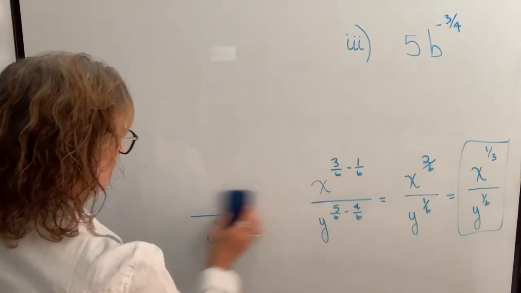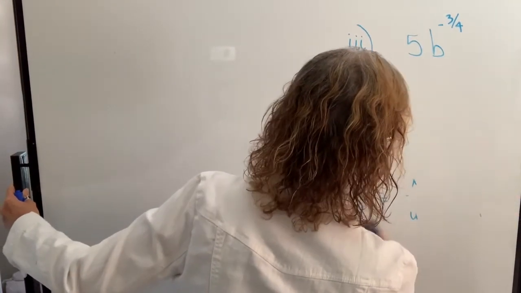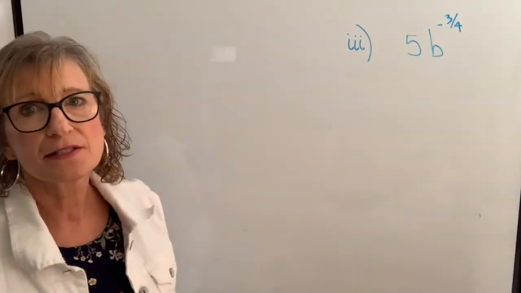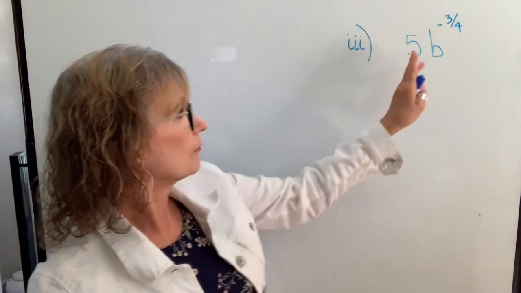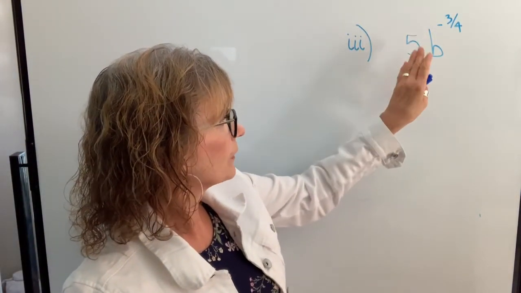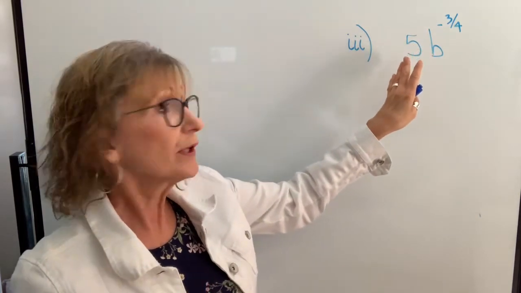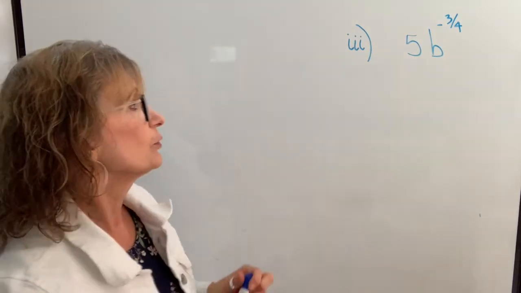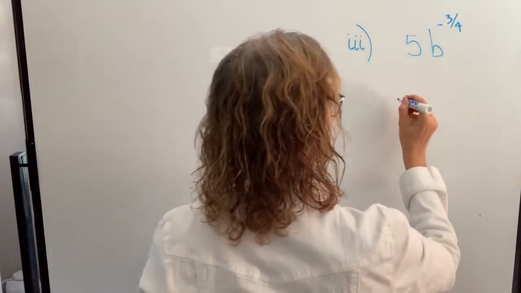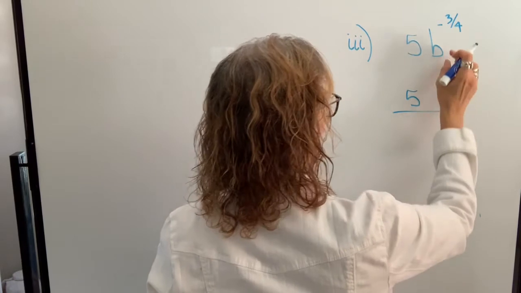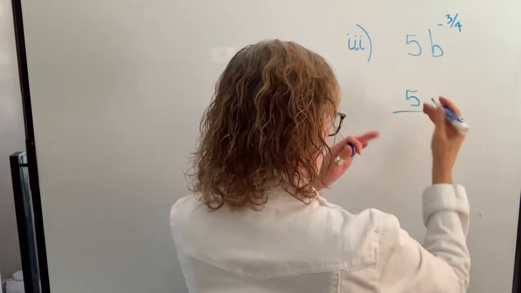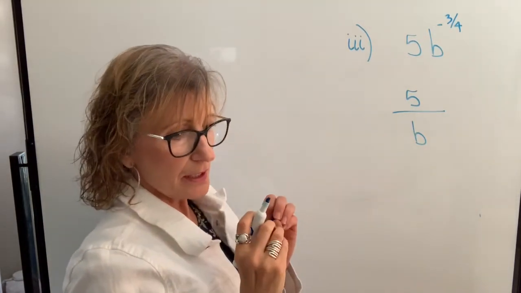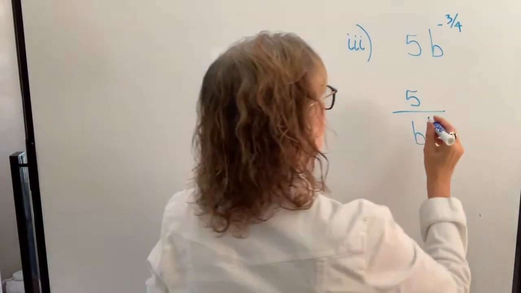Our next example is a reminder to not include our 5, or even if it was another letter, if it was an A, we don't include that with that exponent. That exponent only applies to the base of B. So we leave the 5 alone. We put B in the denominator because we're taking the reciprocal of our base, and then our exponent becomes positive.